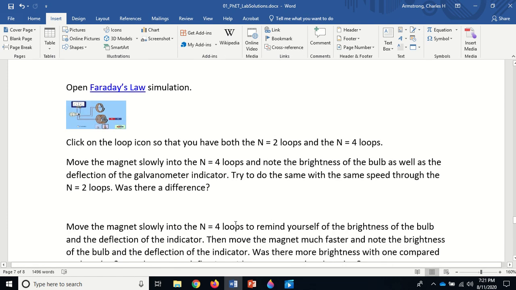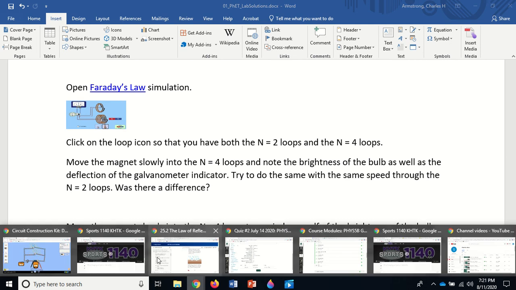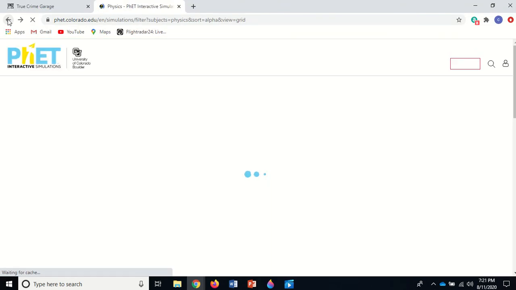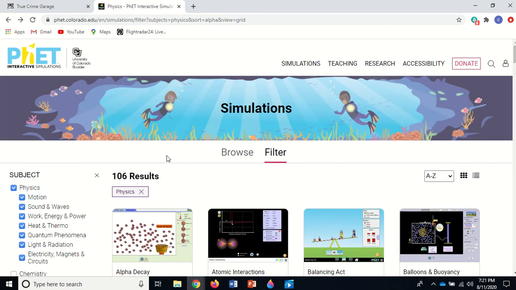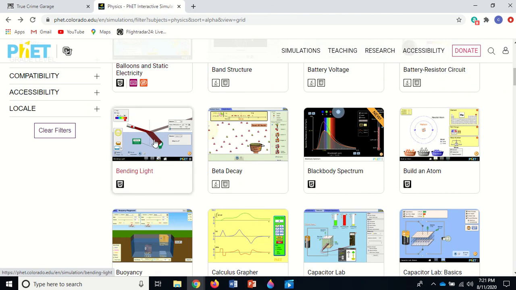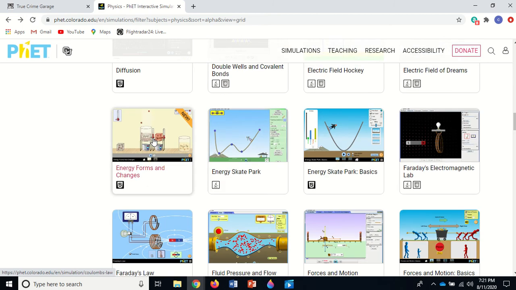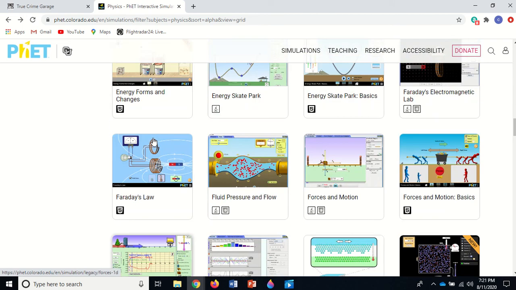And then this is the last one, Faraday's law. So what we'll do is we'll come over here, we'll go back. Faraday is down. This is one I forgot about. I'm too tired to do it now. I may do a quick little video on it tomorrow. Faraday's law, it's right here.